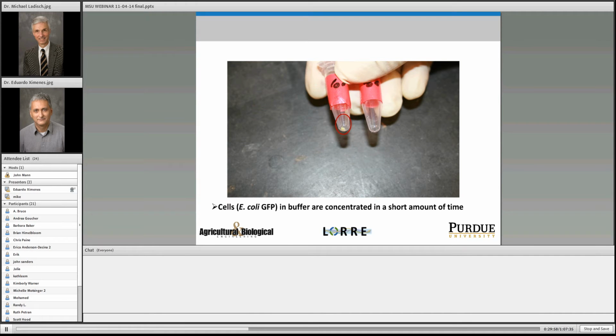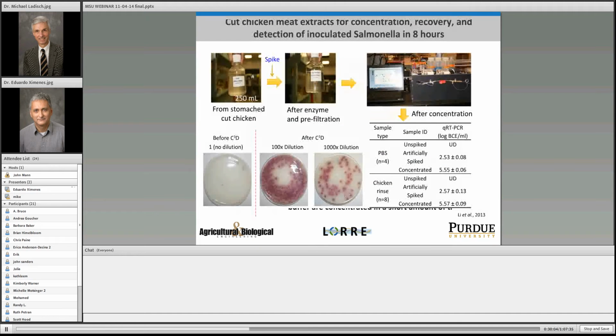But our next challenge was to show that we could also do that using a food-related sample. And we then decided to test chicken meat extract, where we artificially spike salmonella to estimate concentration and recover using our instrument.